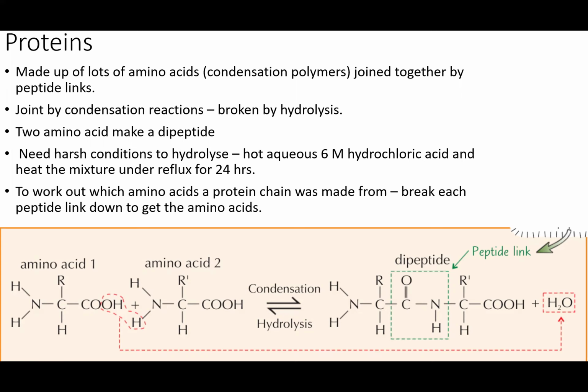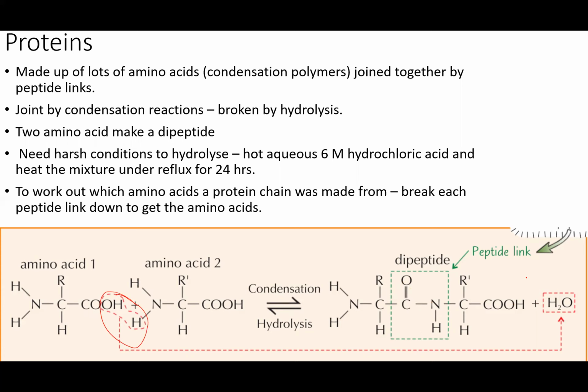As you can see at the bottom, this is how we would join two amino acids together, amino acid 1 and amino acid 2, and it would form a dipeptide. A dipeptide is when we have two amino acids joined together, and that has a peptide link. In the condensation, we have this water molecule released here, and we have that dipeptide forming here, and this is our peptide link that forms. Again, hydrolysis, we put that water back in, it would break apart.